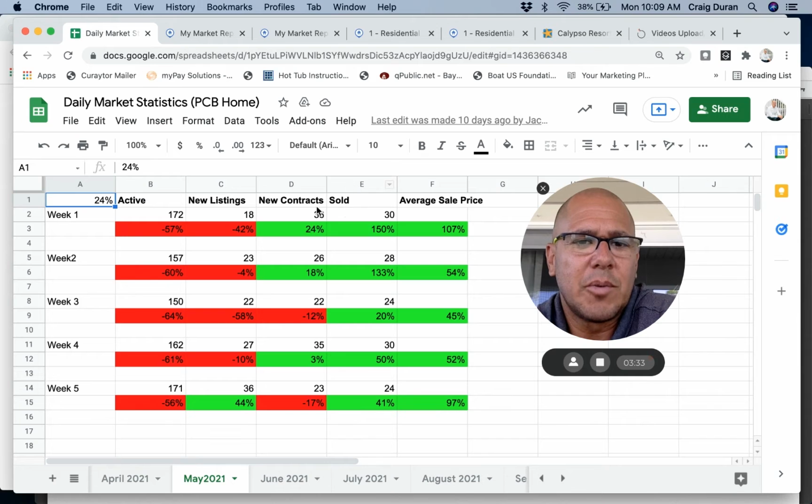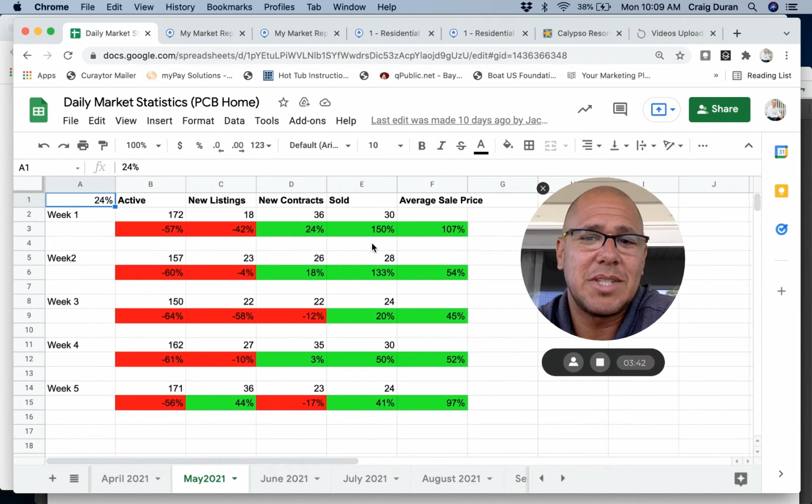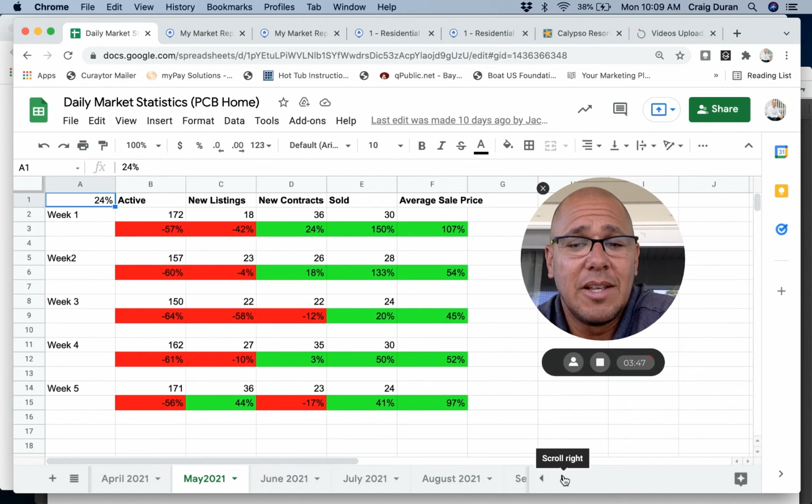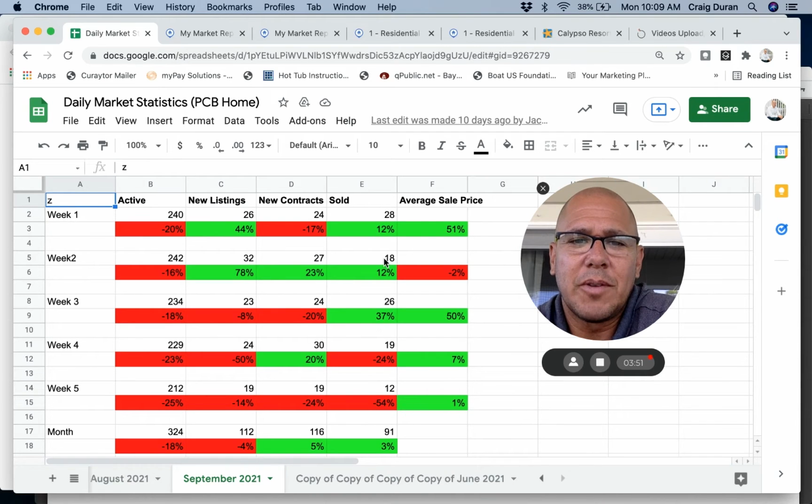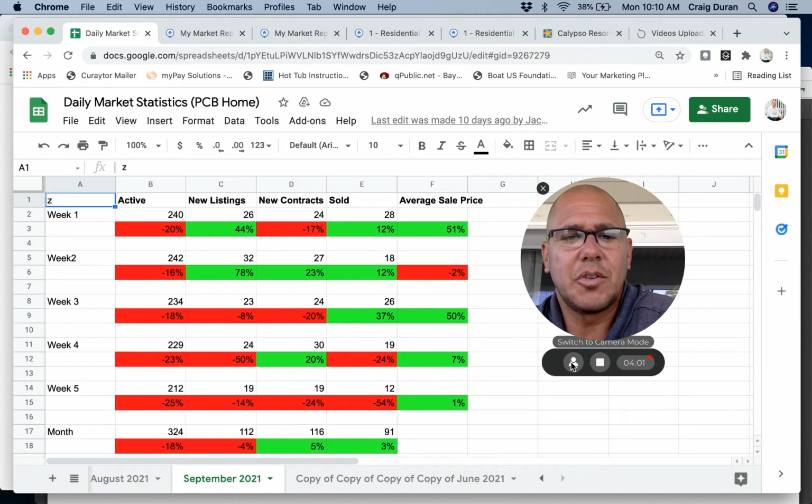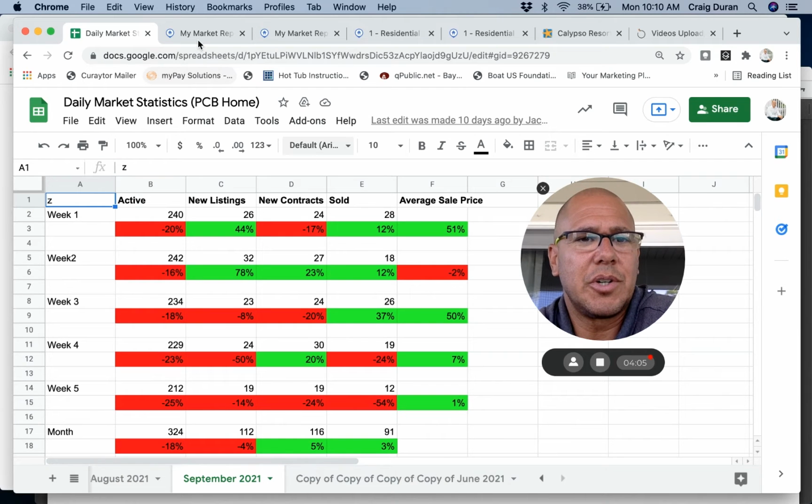When you look at the number of closings, that's this sold column here. The first week of May was 150% more closings on homes than the year before. 133, up 20, up 50, up 41. Pretty substantial difference. In September, we've cooled off a little bit, 12% more closings, 12% more, 37% more, and down 24%, down 54%. So still very good, just not quite as hot as we were earlier in the year.